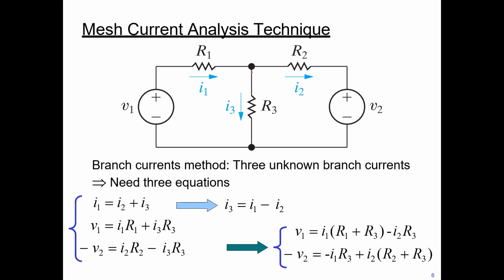Using nodal analysis here, I1 is I2 plus I3. So we can re-equate I3 as I1 minus I2. Then V1 is I1 times R1, which is the voltage across here, plus the voltage across this one, so I3 times R3.